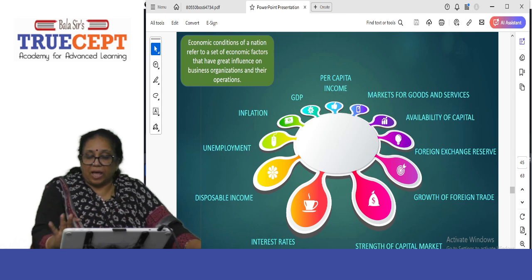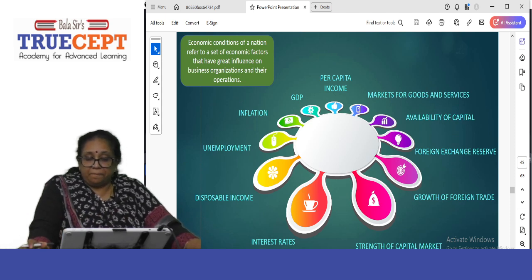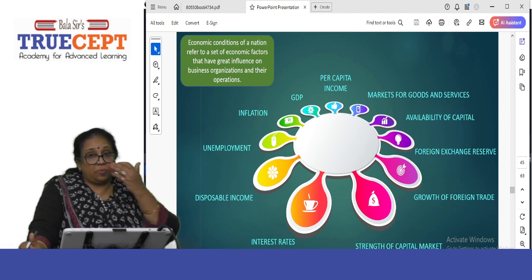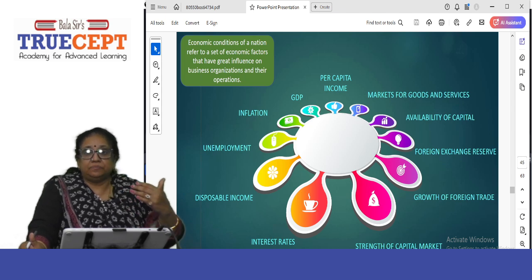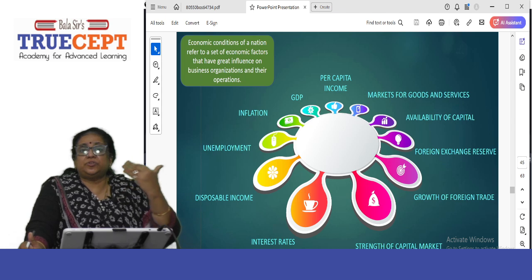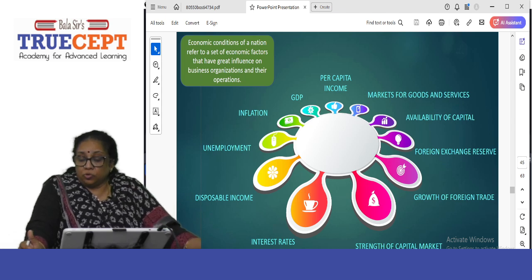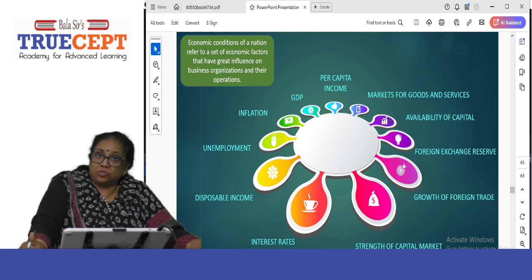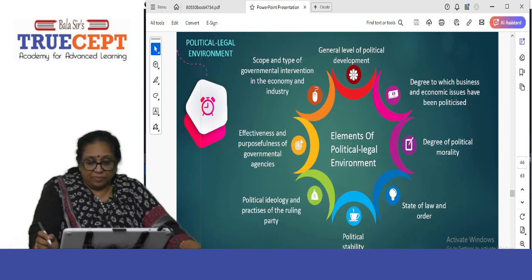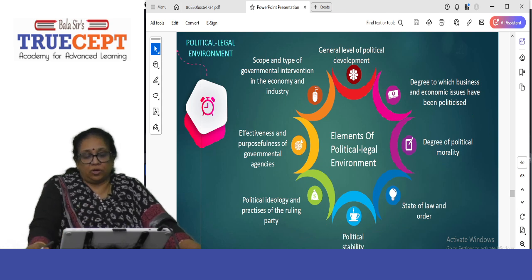You can just have a look at this. Right from per capita income, GDP, inflation, unemployment, the strength of the capital market. When I talk about the strength of the capital market, you are talking about investors, right? So whether the banks are willing to give a loan, the growth of the foreign trade, whether he'll be able to export anywhere, all this will come under economic factors. This is where you have to concentrate.